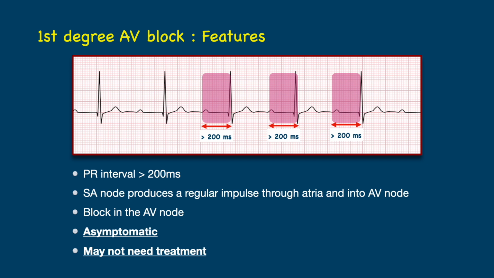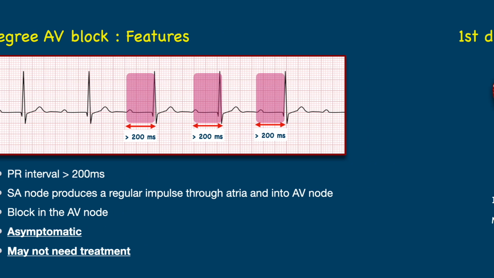The SA node produces a regular electrical impulse that travels through the atria and into the AV node, where it stalls. The QRS complex is typically narrow, implying the block is in the AV node. A first degree AV block is usually asymptomatic and is diagnosed on ECG. It can progress into a second or third degree AV block and requires regular monitoring.